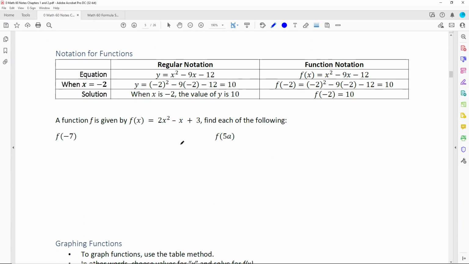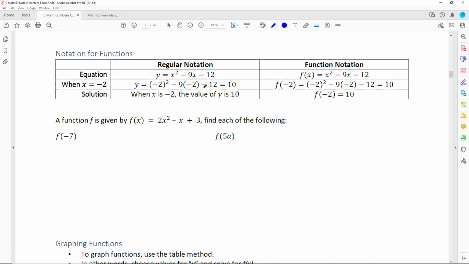So now we're going to focus on functions because functions allow us to do funky things with equations. So regular notation for an equation is something like y equals x squared minus 9x minus 12. I could put in a value like x equals -2 and solve for y. And I could tell you that therefore when x is negative 2, the value of y is 10.